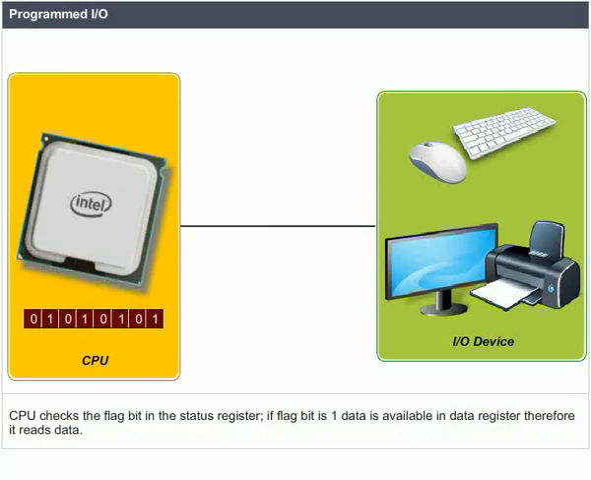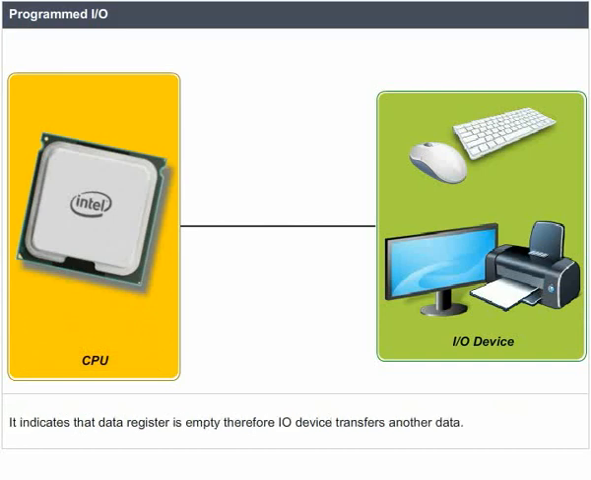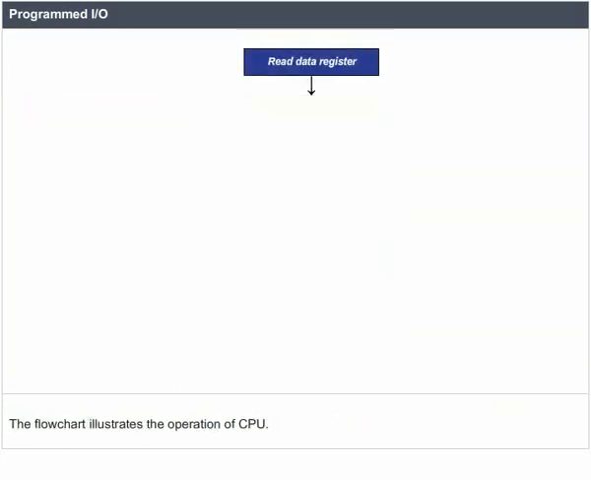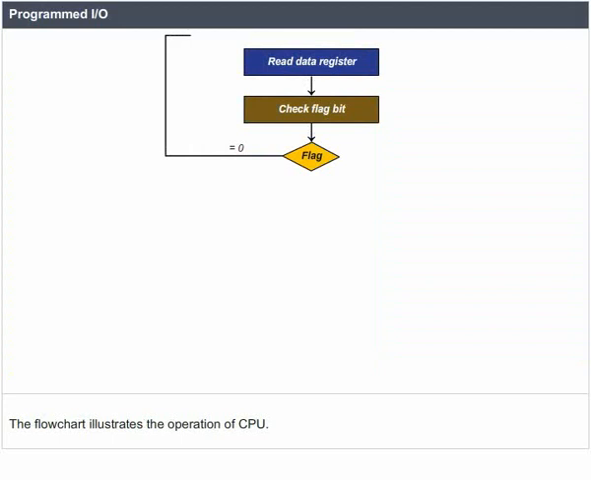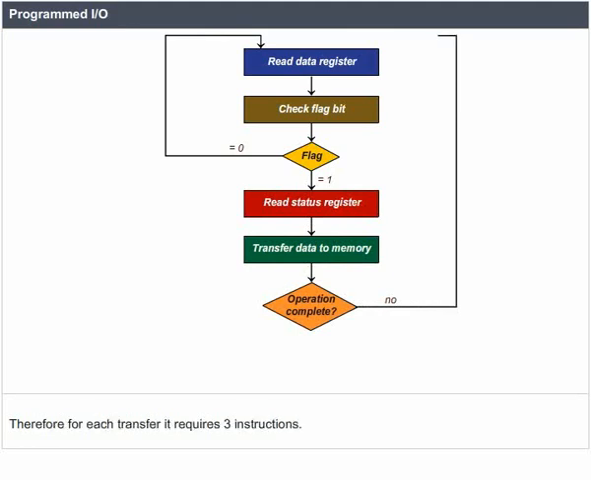CPU checks the flag bit in the status register. If flag bit is 1, data is available in data register, therefore it reads data. After reading data from the data register, flag bit is cleared to 0. It indicates that data register is empty. Therefore, input-output device transfers another data. The flowchart illustrates the operation of CPU. Therefore, for each transfer, it requires 3 instructions.